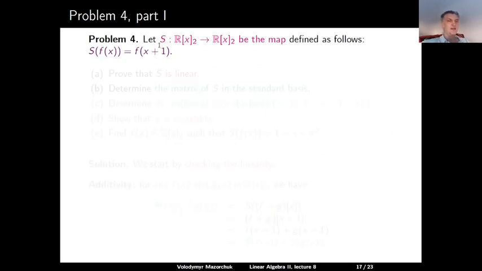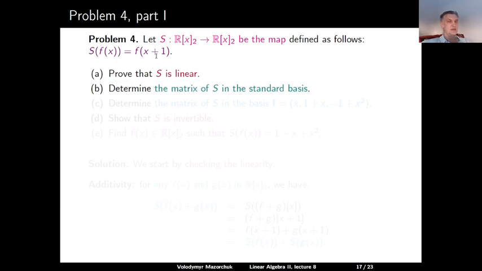Problem 4. Let S from R_2[x] to R_2[x] be the map defined as follows. S sends the polynomial f(x) to the polynomial f(x+1). Prove that S is linear. Determine the matrix of S in the standard basis. Determine the matrix of S in the basis x, 1 plus x, and -1 plus x squared.